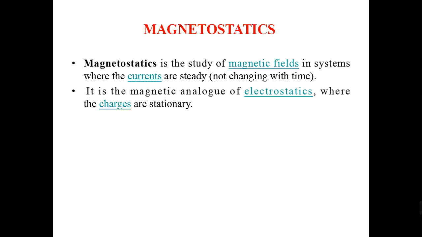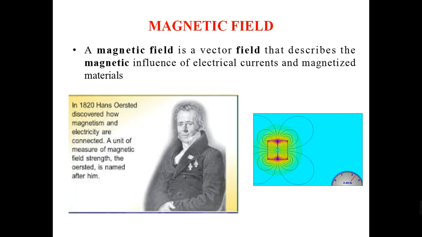Then magnetostatics. Actually, it is the study of magnetic fields in systems where the currents are steady. It is the magnetic analog of electrostatics, where the charges are stationary. Then the magnetic field is a vector field that describes the magnetic influence of electric current and magnetized material.